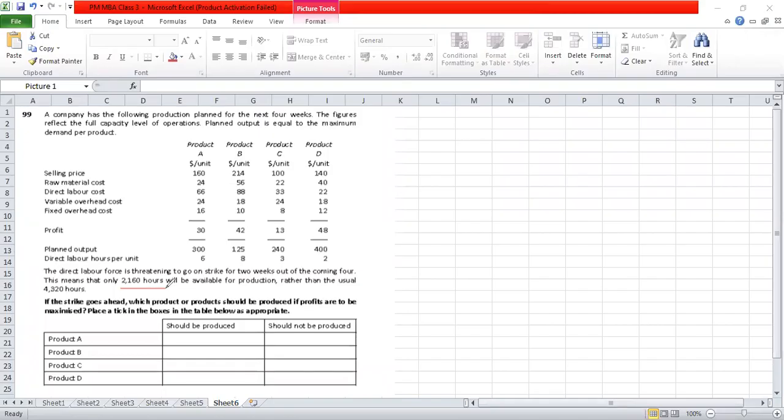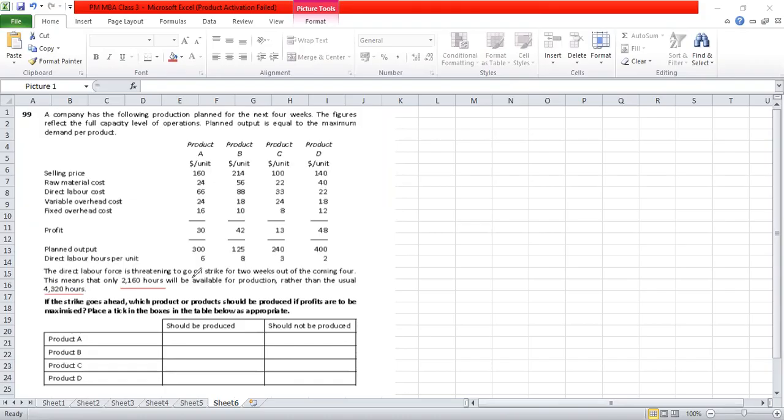Will be available for production rather than the usual 4,320 hours. So now they see that there is some kind of a restriction. Earlier they had 4,320 hours, but because the laborers are going on a strike, the number of hours of availability will come down to 2,160. So utilizing this 2,160, they have to think about maximizing their profit.